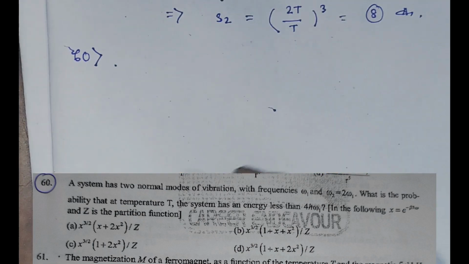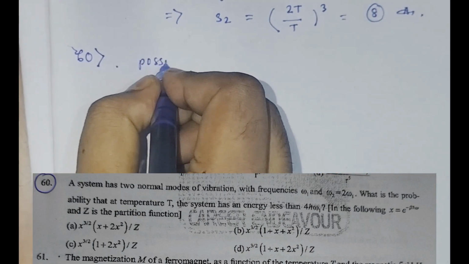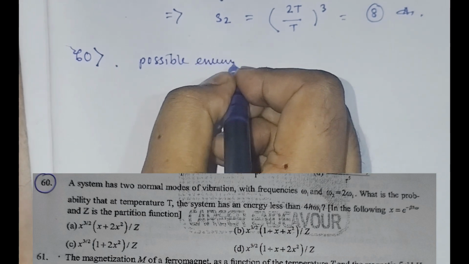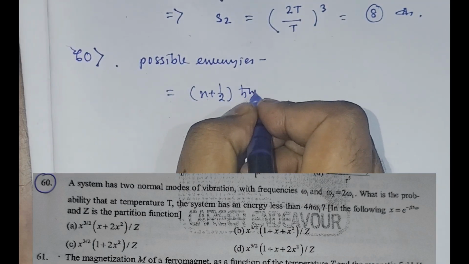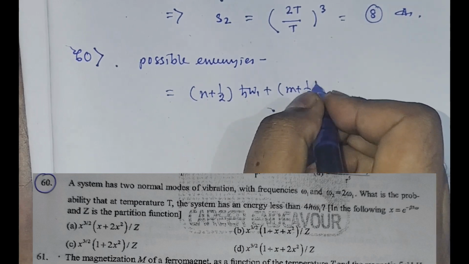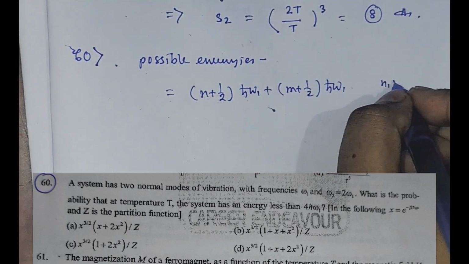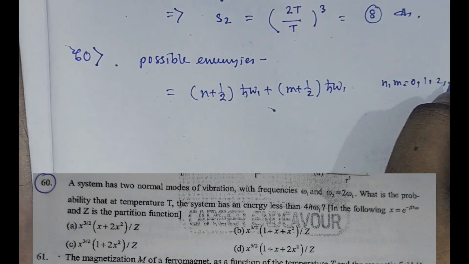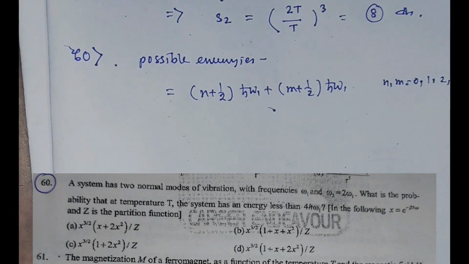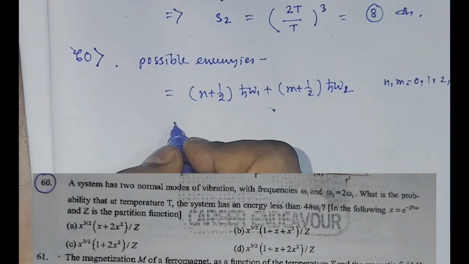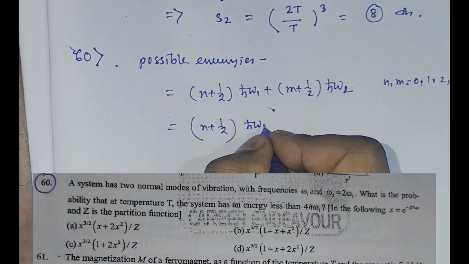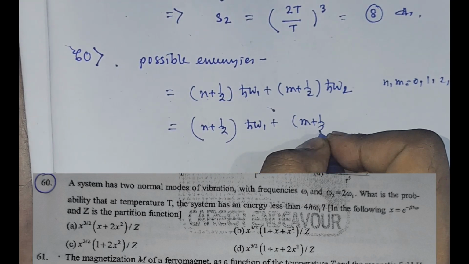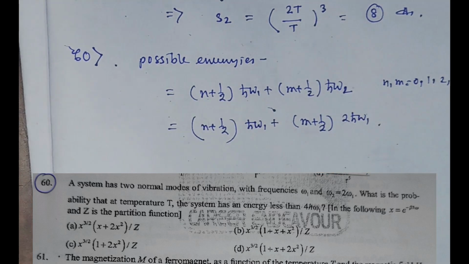Okay, so I can write the possible energies of the system. Possible energies equal (n plus 1/2) h cut omega1 plus (m plus 1/2) h cut omega2, where n, m equal 0, 1, 2, 3, and so on, right? This is a totally different frequency, right? And if you then substitute, (n plus 1/2) h cut omega1 plus (m plus 1/2) 2 h cut omega1, right?